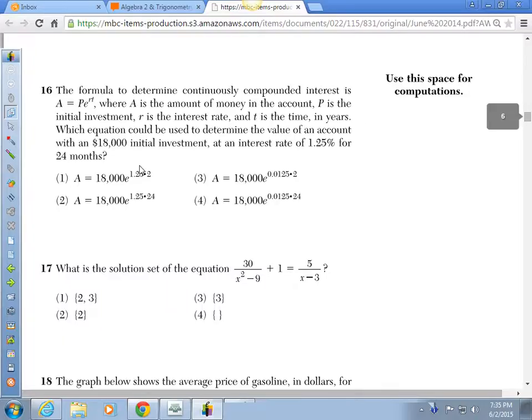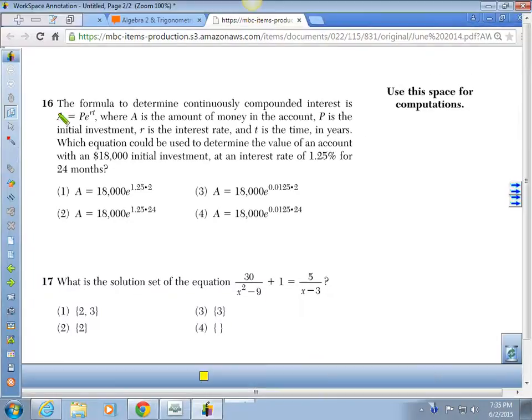Okay. Our PERT formula, we've got an exponential function here. Our amount is equal to our principal times e. What is e?